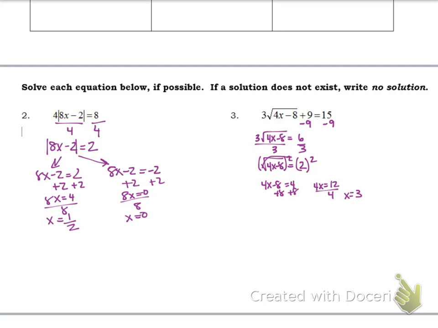And you can technically check all your answers by plugging it back in and seeing if that side equals 15 when you simplify it. Okay, so if I plug it back in, 4 times 3 gets me 12. 12 minus 8 gets me 4. Square root of 4 is 2. 2 times 3 gets me 6, plus 9 is 15. Okay, so you can check your answer to make sure it does actually work as well.